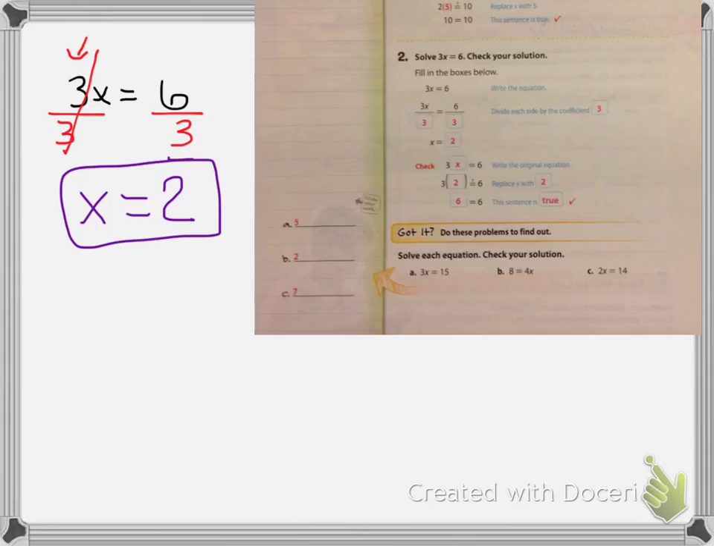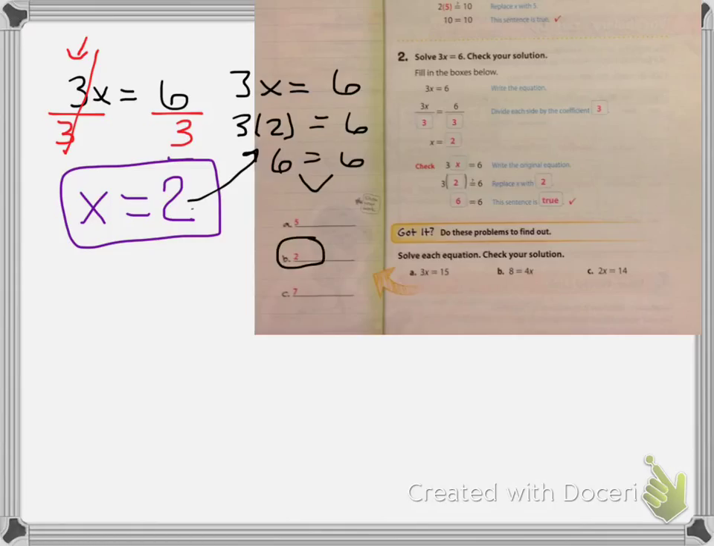You want to go back and check your solution. So remember that check should be off to the side. You need to start with your original equation again, 3x equals 6. Plug your answer that you got in. So we got this 2, so we plug that in right there. 3 times 2 equals 6. And 6 does, in fact, equal 6, so that is correct. So our answer here is x equals 2.